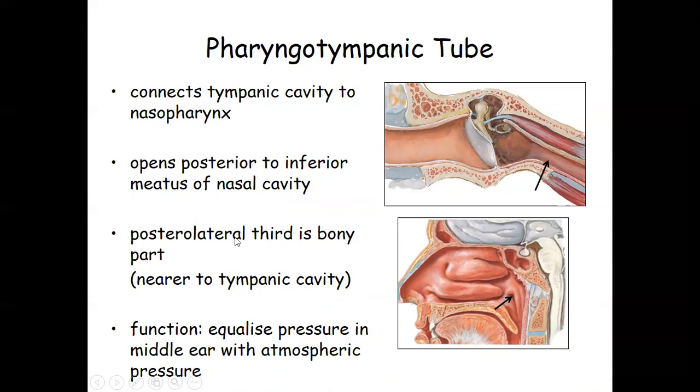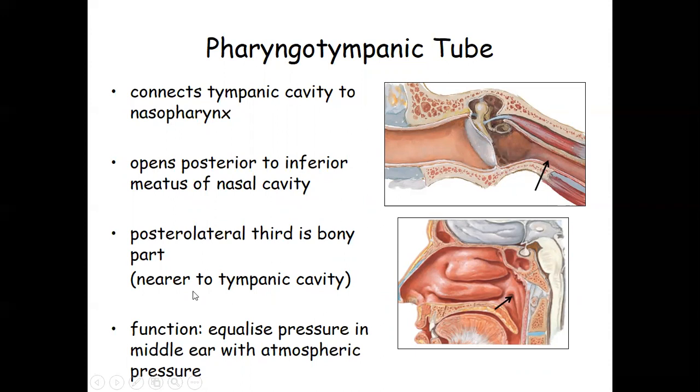And then the posterolateral third. It is the bony part, nearer to the tympanic cavity. So you can see here this part. This is the posterolateral part, toward the tympanic cavity.